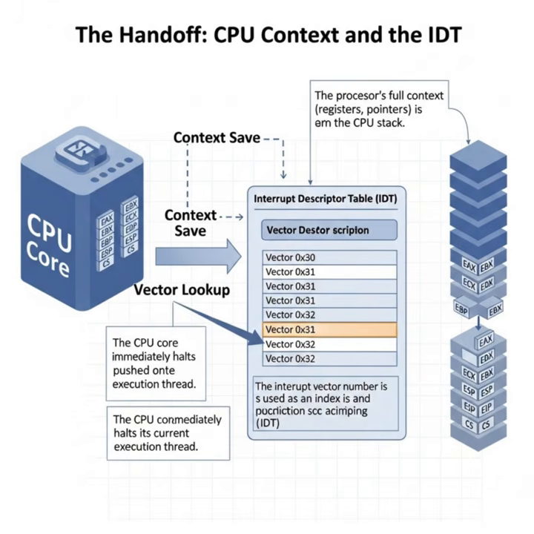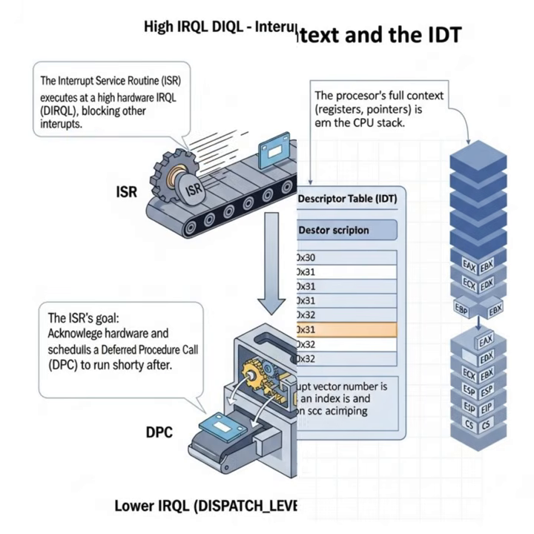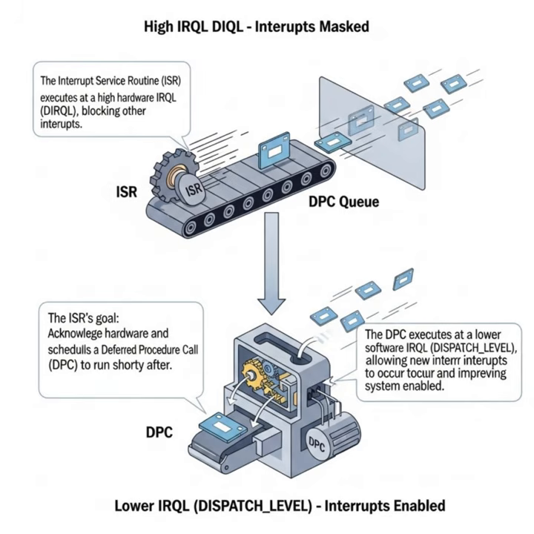The IDT provides the direct, non-negotiable address, and the CPU immediately jumps to that location and begins executing the driver's code. We've reached the interrupt service routine.